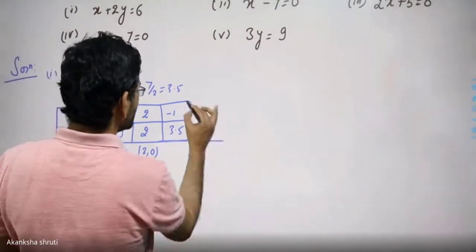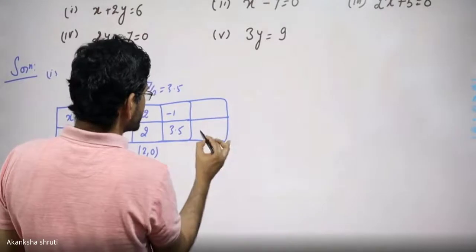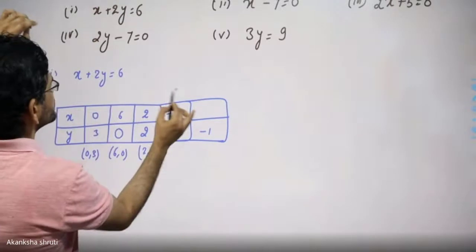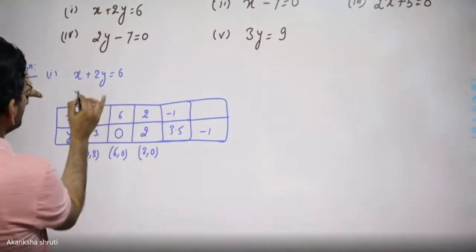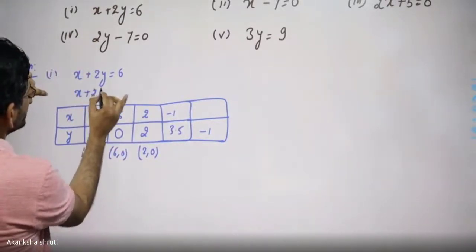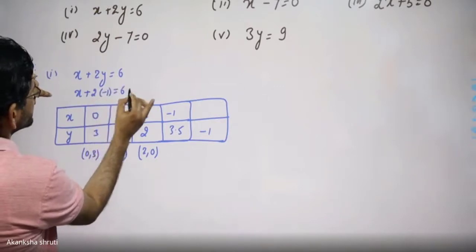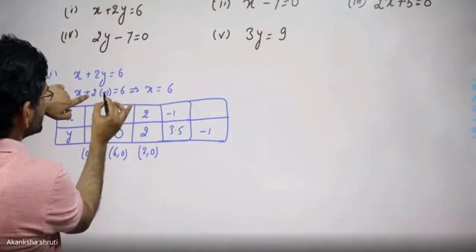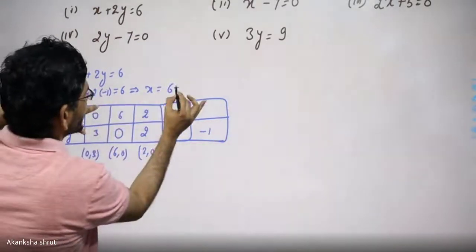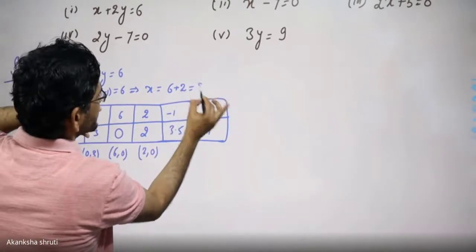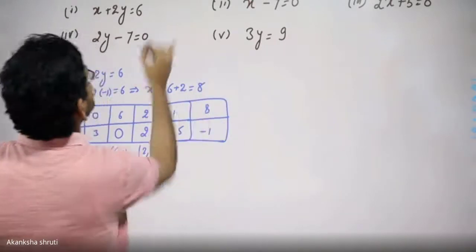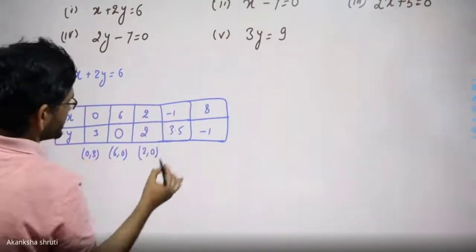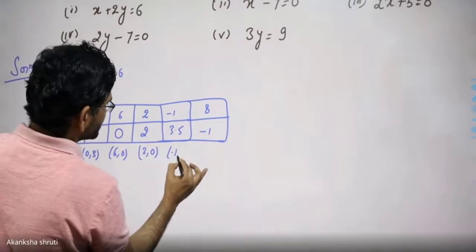Students, you are also free to take the y value first. Let us consider y is equal to minus 1. If we are considering y is equal to minus 1, that minus 1 we have to substitute here. x plus 2 into minus 1 is equal to 6. In this equation, 2 into minus 1 becomes minus 2 on the left hand side. On the right hand side it becomes plus. So x is 8. Okay, so these are the solutions. This table is nothing but a collection of some of the solutions.